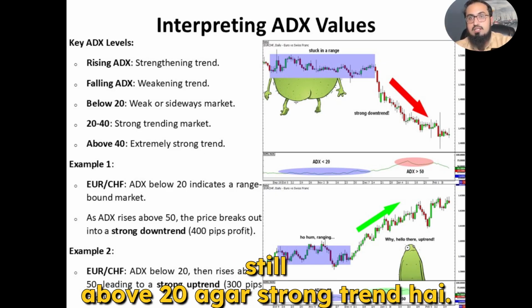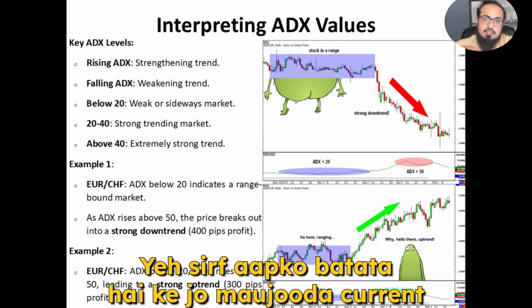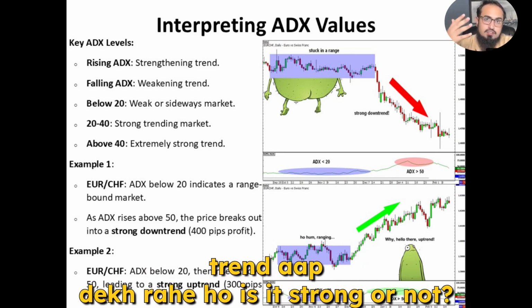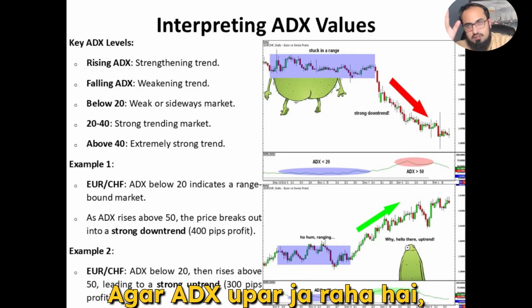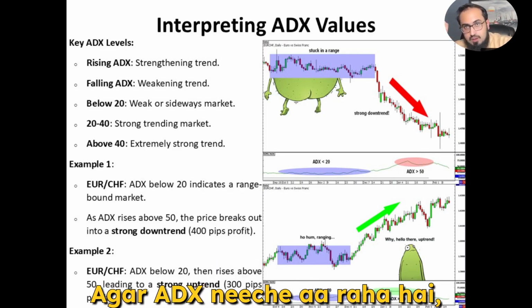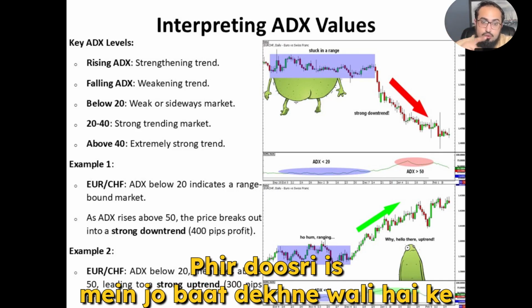If there is a strong trend, it means this indicator does not tell the trend. It does not tell the direction. It only tells you whether the current trend you are seeing is strong or not, whether it is getting stronger or weaker. If ADX is going up, it means the trend strength is increasing. If ADX is going down, it means this trend is getting weak.